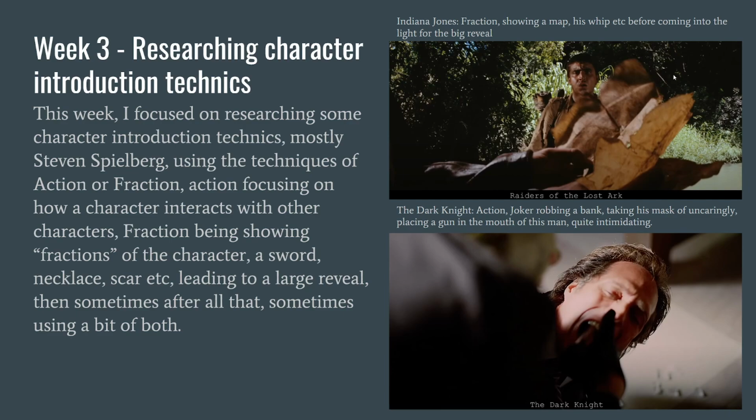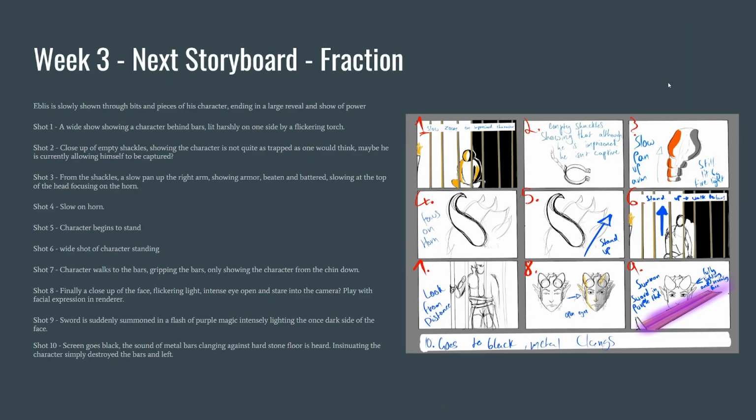So I decided to use fraction as the way I wanted to do this next storyboard, and I show my character in bits and pieces as it eventually culminates in his full body picture in scene 7, and then moving on to 9, where he summons his sword and shows his magical power and slices through the beams and escapes from his prison cell.